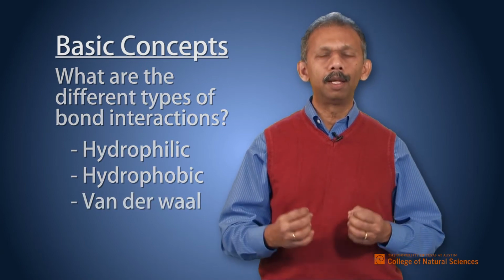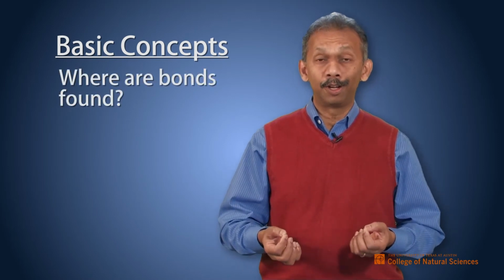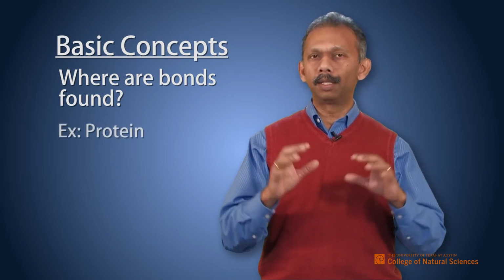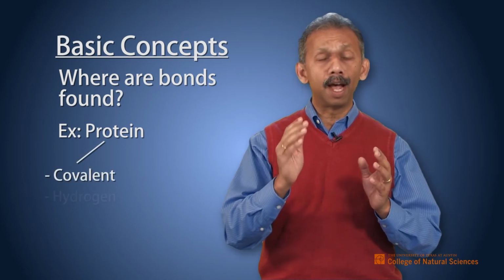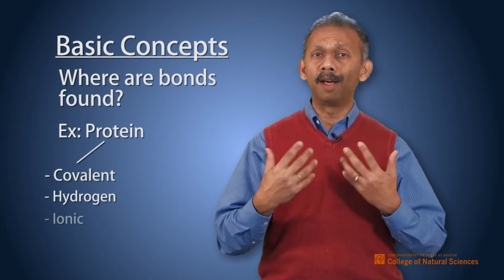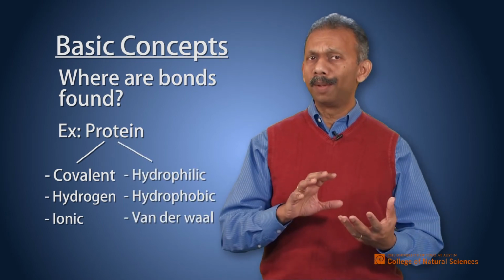Okay? Lastly, in this chapter, you need to also pay attention to where you find these bonds in biological molecules. So in biological molecules such as a protein, it's a complex molecule, and you would find covalent bonds, you will find hydrogen bonds, you will find ionic bonds, and hydrophilic, hydrophobic, and van der Waals interactions. So this is important, not only learning the basics of chemistry, but also being able to apply that to the biological context.